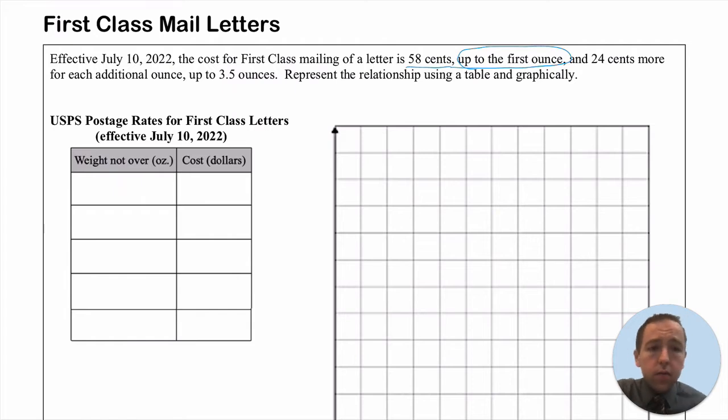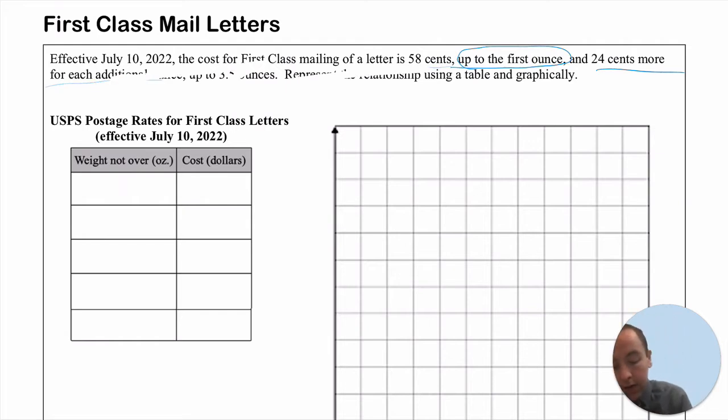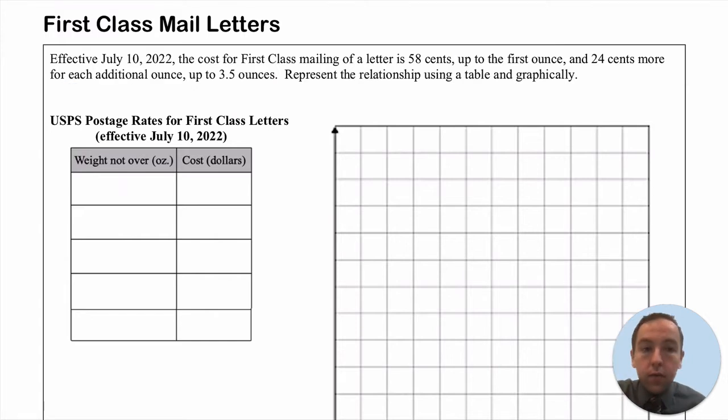So as soon as you start packing more papers or things into your envelope and it starts weighing more, they start charging you just a little bit more. So it turns out that it's going to cost you 24 cents for each additional ounce, but they're only going to go up to 3.5 ounces of weight. So as soon as you exceed that, they start charging you differently than that pattern. So we're just going to restrict ourselves to this pattern up to the first 3.5 ounces of weight.